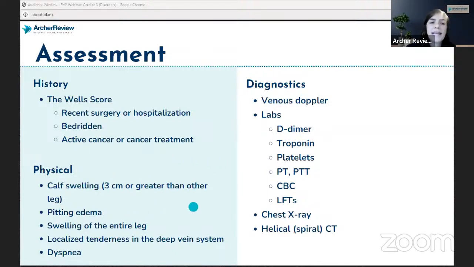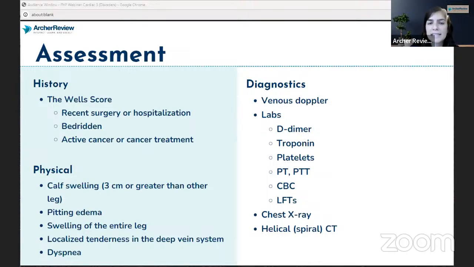But on physical exam, you might see calf swelling, so you want to definitely measure, is there more than 3 centimeters swelling greater in one leg versus the other? Is there pitting edema? Is there swelling of the entire leg? So that's not normal, right? Is there localized tenderness of that deep vein? Are they short of breath? This 30-year-old patient, he had none of that. His lungs were clear, and all he really felt was he just did not have the lung capacity that he did prior to his surgery and before coming back.